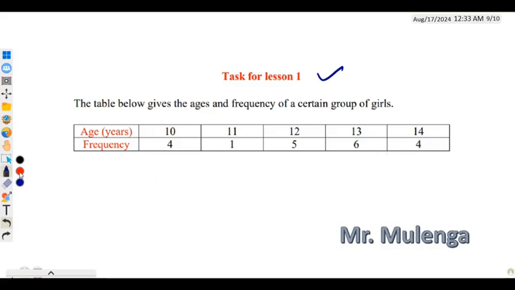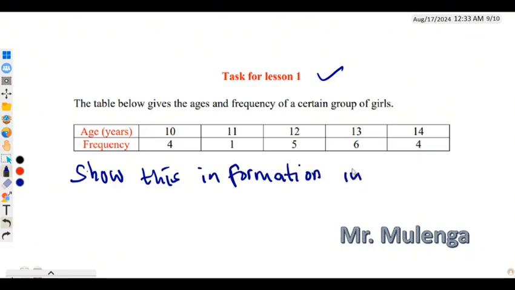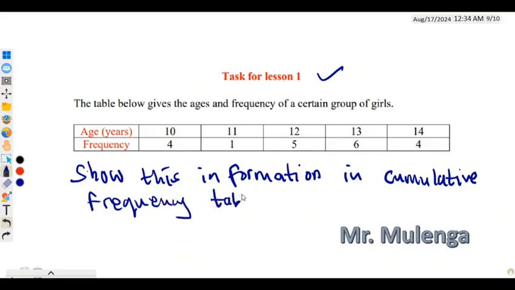So the question is, I think I didn't even write the question. So the question is, show this information in a cumulative frequency table. So you need to show this information in a cumulative frequency table, just like what we are doing with our first example. Okay, so I hope you have gotten something.